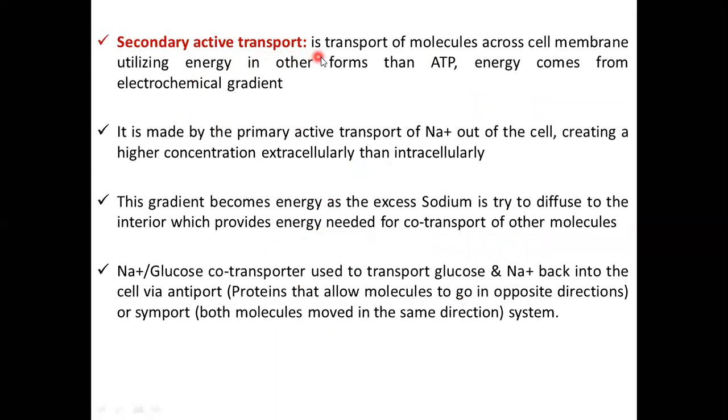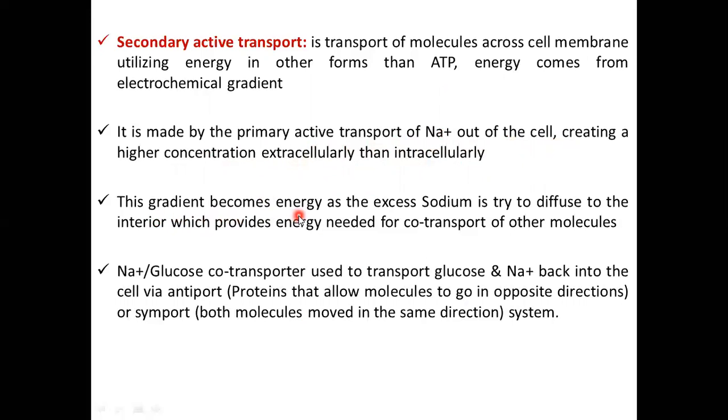Secondary active transport is the transport of molecules across the cell membrane utilizing energy in a form other than ATP. The energy comes from the electrochemical gradients produced from the primary active transport. It is made by the primary active transport of sodium out of the cell, creating a higher concentration extracellularly than intracellularly. When sodium is transported outside of the cell, the concentration of sodium is higher outside than inside.